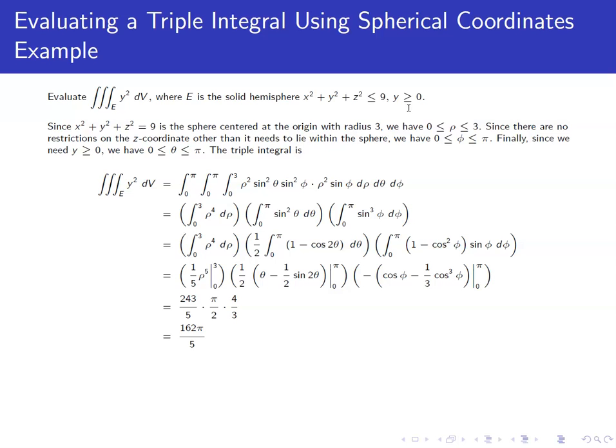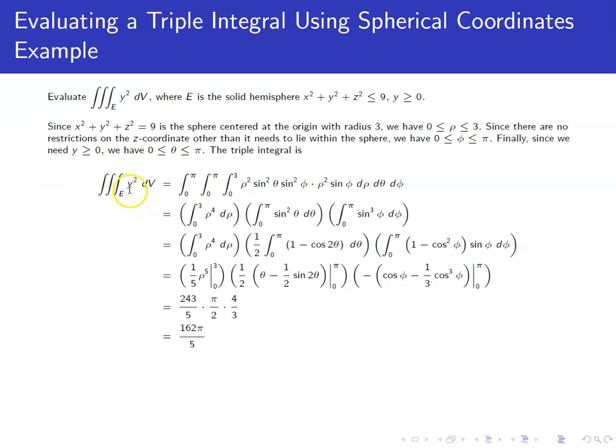to pi. And then finally, since our y is greater than 0, that tells us that if we think about it in terms of the xy plane, the region has to be above the x-axis. If the region's above the x-axis, that means our theta has to go from 0 to pi. So now we can rewrite our triple integral.